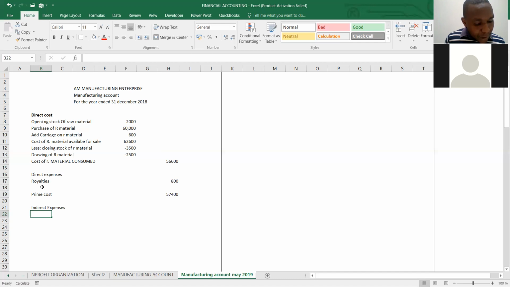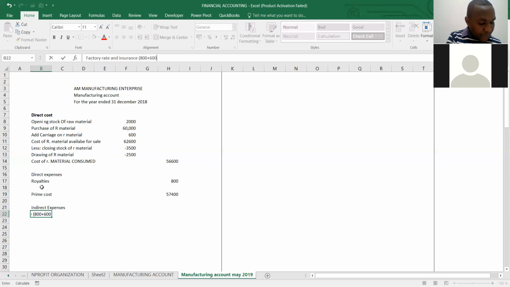So let's start with the notes. Additional information, number 1 we have dealt with. Number 2 is not yet. Number 3 is for the income statement. Number 4 we have dealt with. Accrued rates as at 31st December 2018: we have factory rates and insurance. They have given us accrued, and we said accrued is added back. So we check what they have paid, that is 800, and add the accrued one, which is 600.